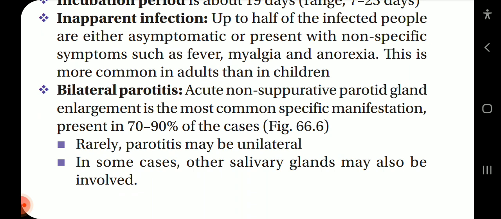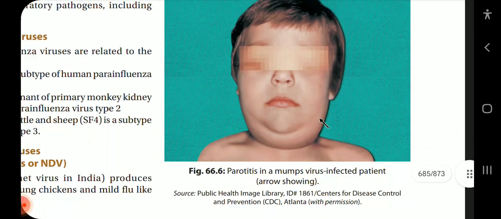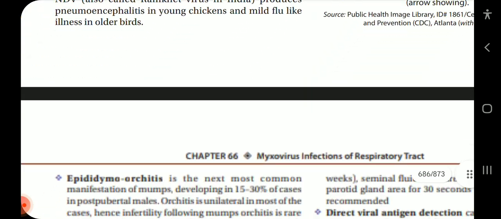Bilateral parotitis, acute non-suppurative parotid gland enlargement, is the most common specific manifestation, present in 70 to 90% of the cases. Rarely, parotitis may be unilateral. In some cases, other salivary glands may also be involved. In this figure, we can see the parotitis in mumps infected patients.